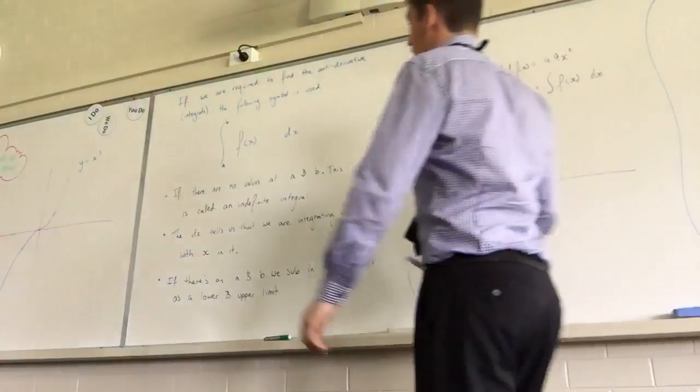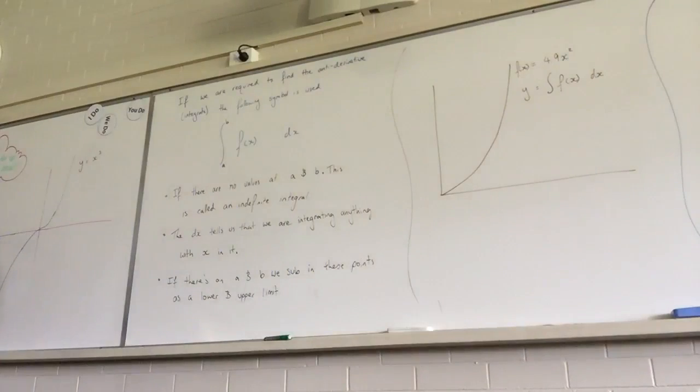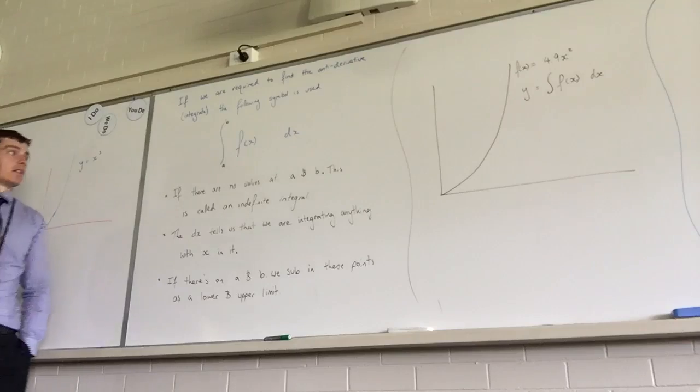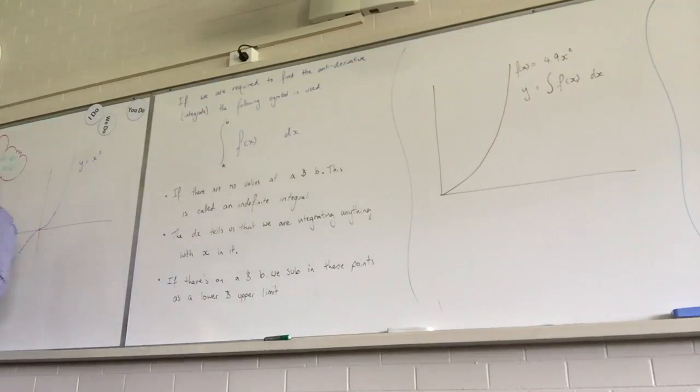If we are required to find the antiderivative (integrate), you need to be aware of the following symbols. You've got that little squiggly, looks kind of like a loose S, with A and B. Sometimes you'll have A and B there, sometimes you won't. A and B won't often be A and B, they'll be numbers.